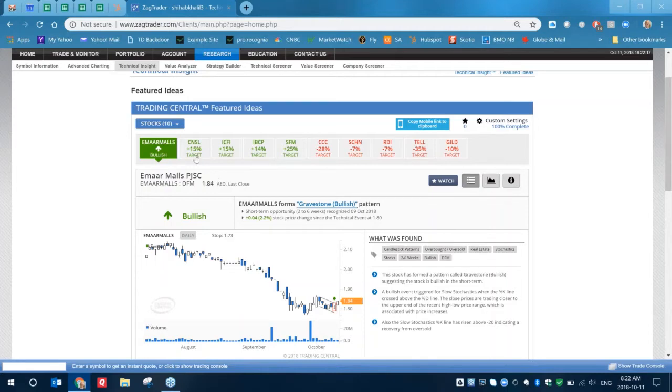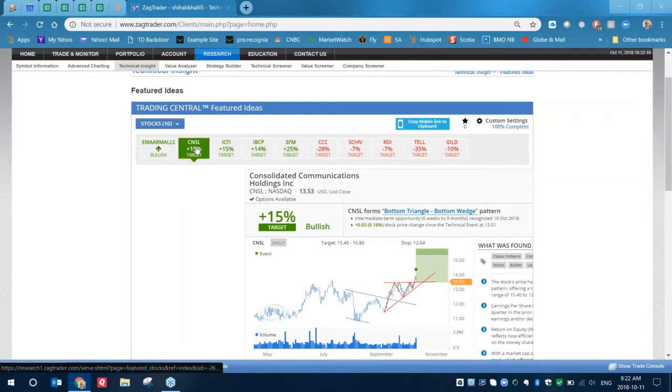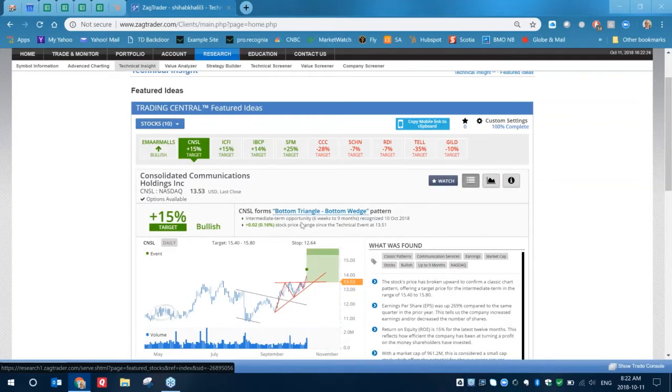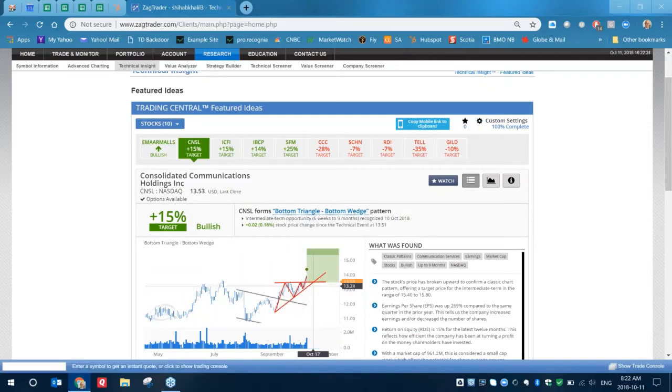Moving across the other ideas, you can see here's another idea on Consolidated Communications Holding. This is a NASDAQ stock, and this has had a pattern called a bottom triangle. You can see it clearly indicated here on the price chart, and I can hover my mouse over here and see the pattern in more detail. And notice that this pattern has a green box on the price chart. And that green box is what is known as the target price region. This is the target price suggested by this classic pattern. Remember, we talked about how classic patterns can suggest a target price. So the target price is shown right here.